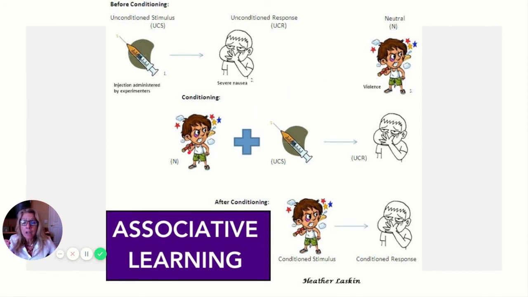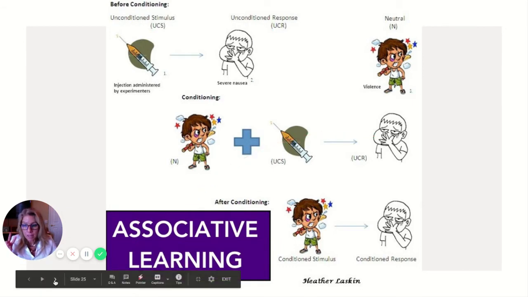Now, if every time this naughty boy is naughty, and I'm not saying you should do this in parenting, not at all, okay? But if you gave him a shot of this and he got super sick, then he would associate, I'm naughty, I get super sick, so maybe I shouldn't be naughty. That's an example of associative learning. And I gave you that definition in there, okay? There's two types of associative learning that we're gonna discuss.